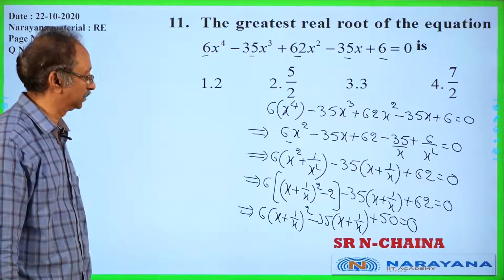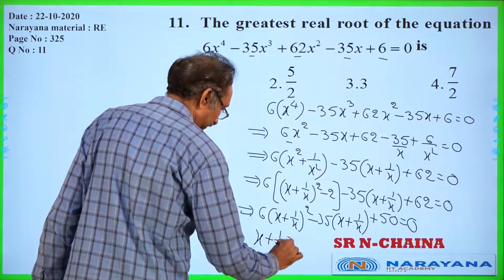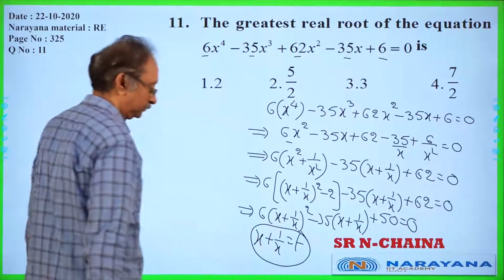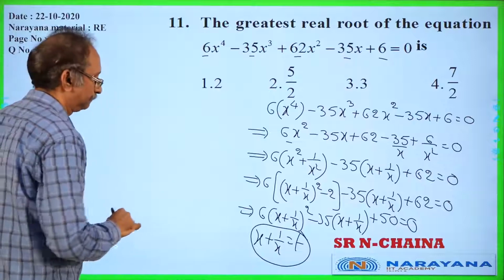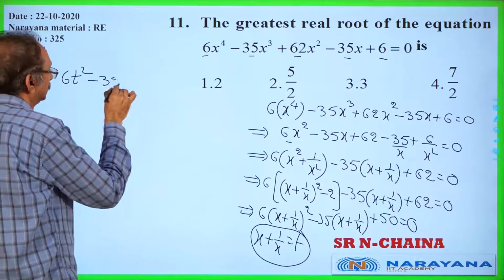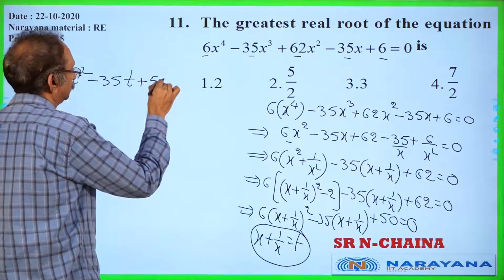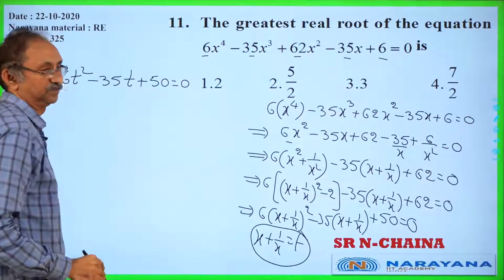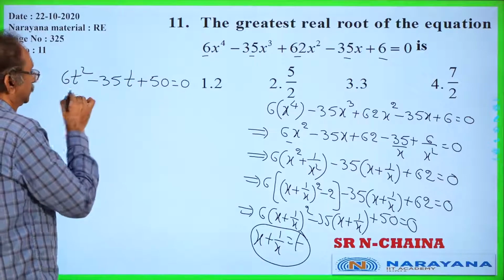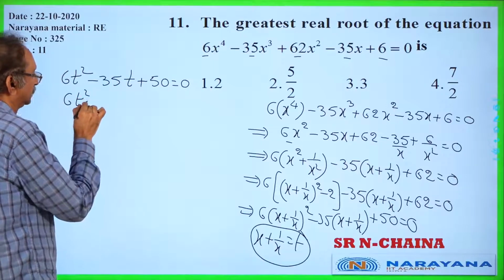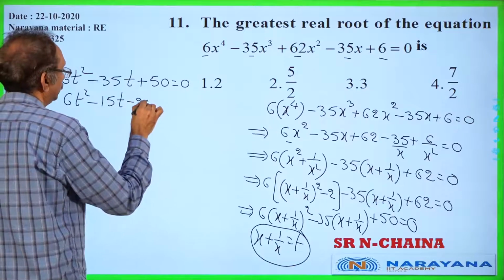See, it is a quadratic equation if you substitute t in place of x plus 1 by x. So that equation becomes 6t square minus 35t plus 50 is equal to 0. Okay. So what are the factors? 6 into 50, that is 300. So this can be written as minus 15t minus 20t.